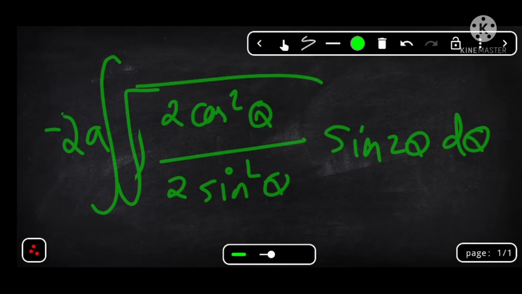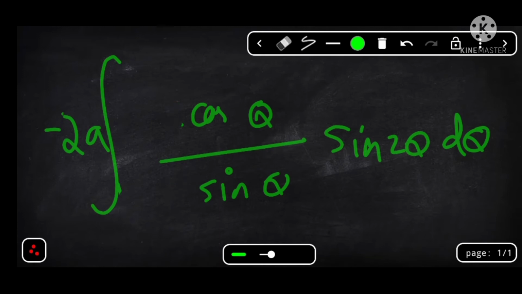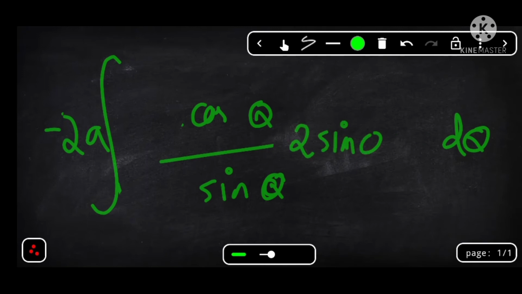If we take the root of this part, this root will get cancelled, the square also will be gone, this 2 also can be cut, right? So what is cos theta by sin theta? We can write it as such, let it be there. Okay, and in place of sin 2 theta, I can write it as 2 sin theta cos theta, right?